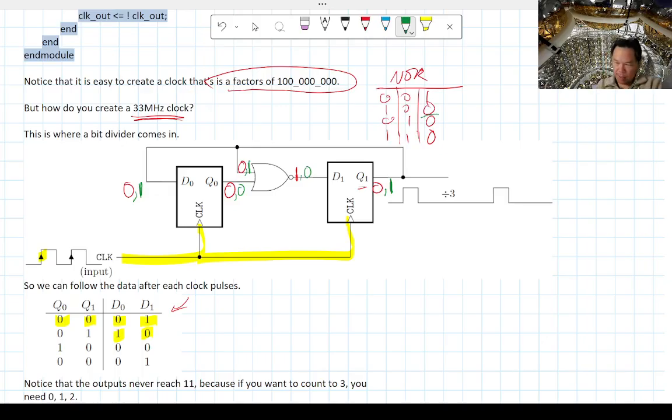Okay. And then so the rest will stay the same. Okay. And now, right, so that's what the state is. Okay. What happened next, right? So what happened is that the output here pulse high once. Okay. And let's see what happens after the next clock cycle.